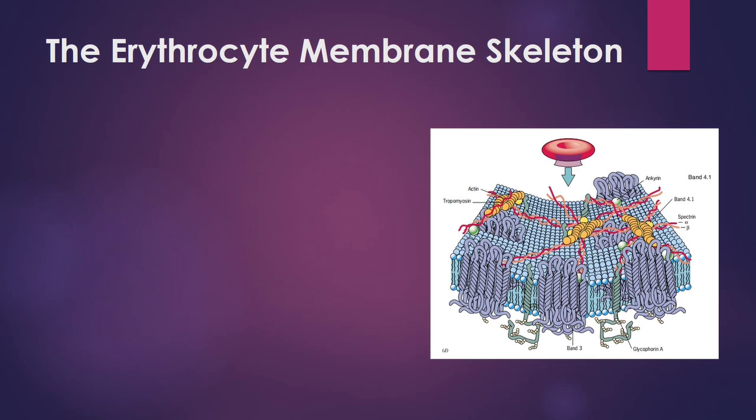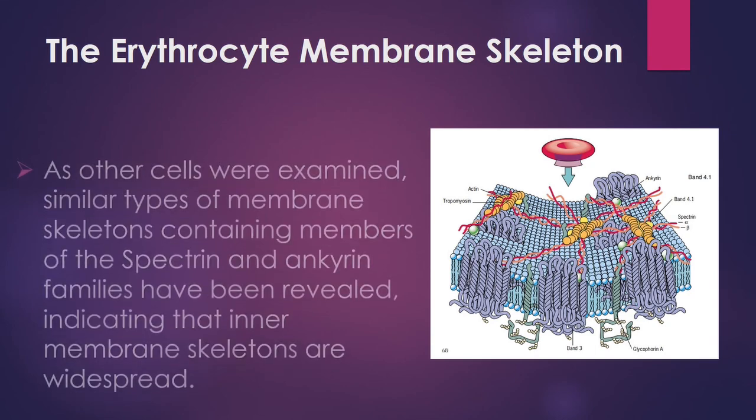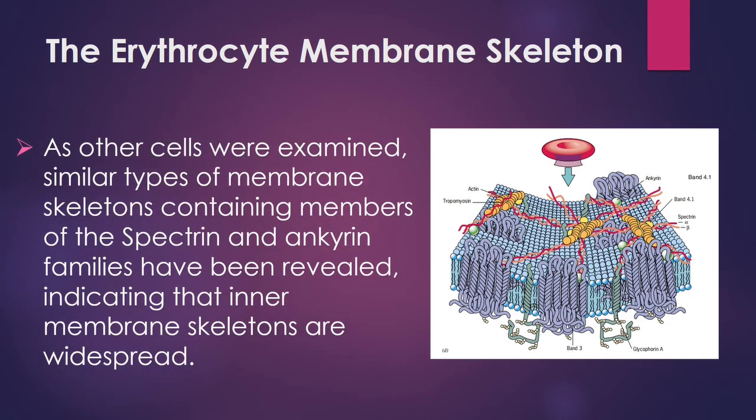When first discovered, the membrane skeleton of the erythrocyte was thought to be a unique structure suited to the unique shape and mechanical needs of these cells. However, as other cells were examined, similar types of membrane skeletons containing members of the spectrin and ankyrin families have been revealed, indicating that inner membrane skeletons are widespread.